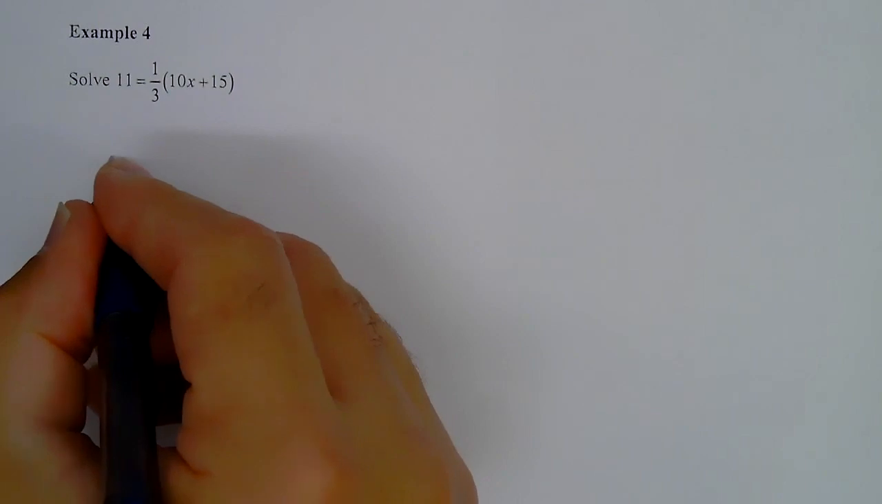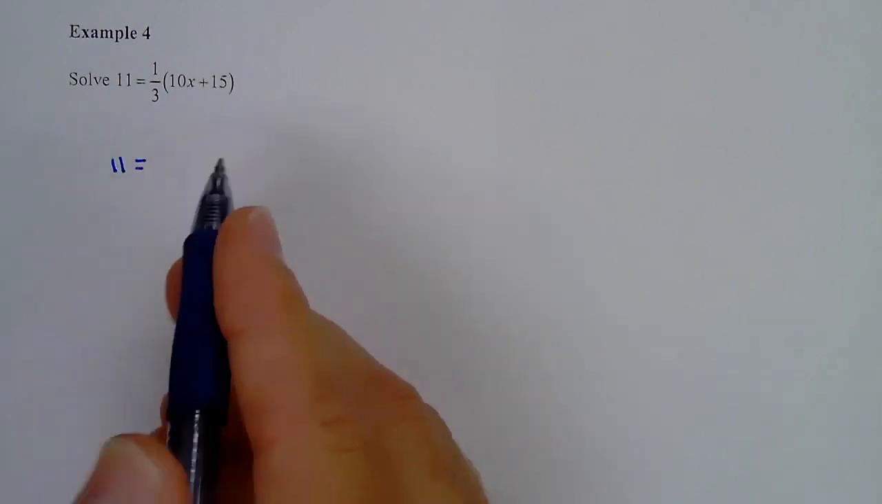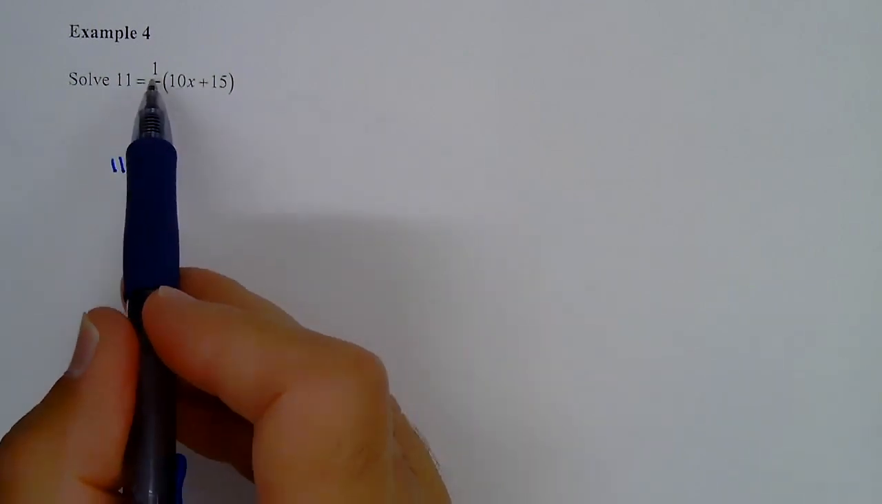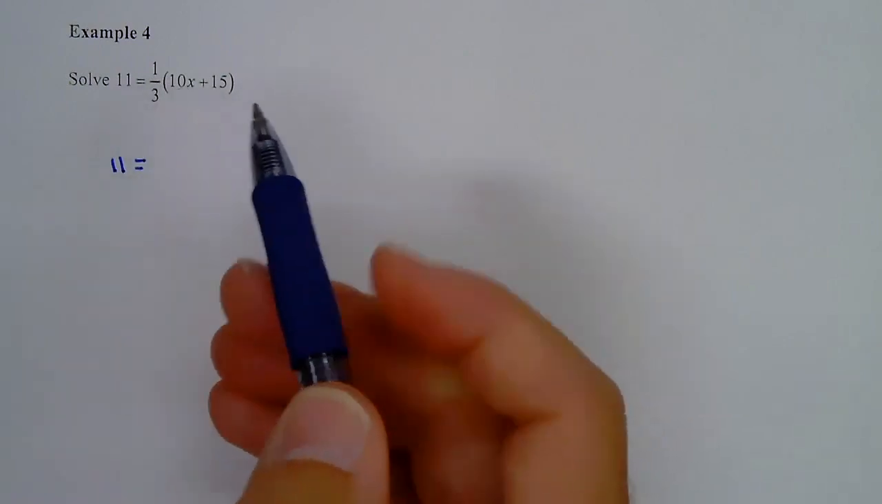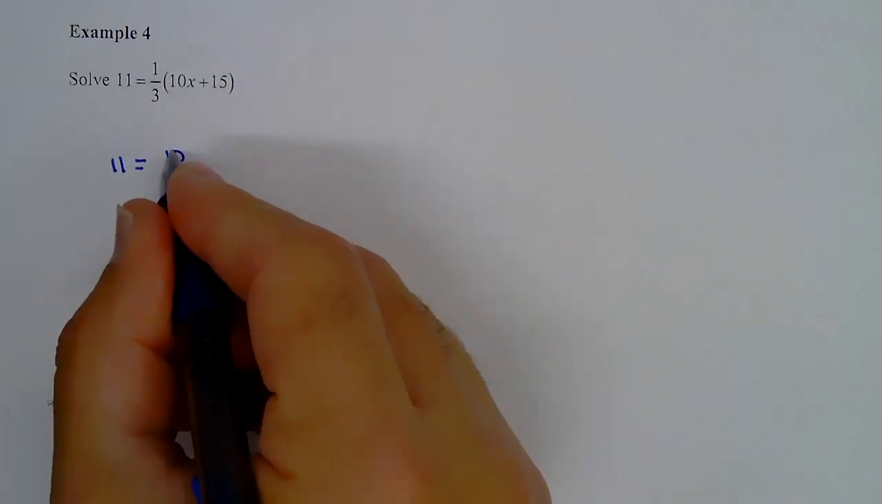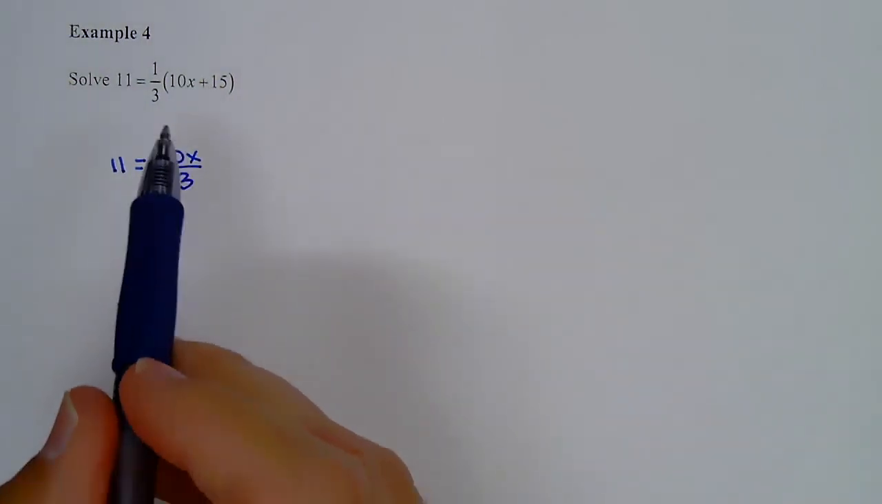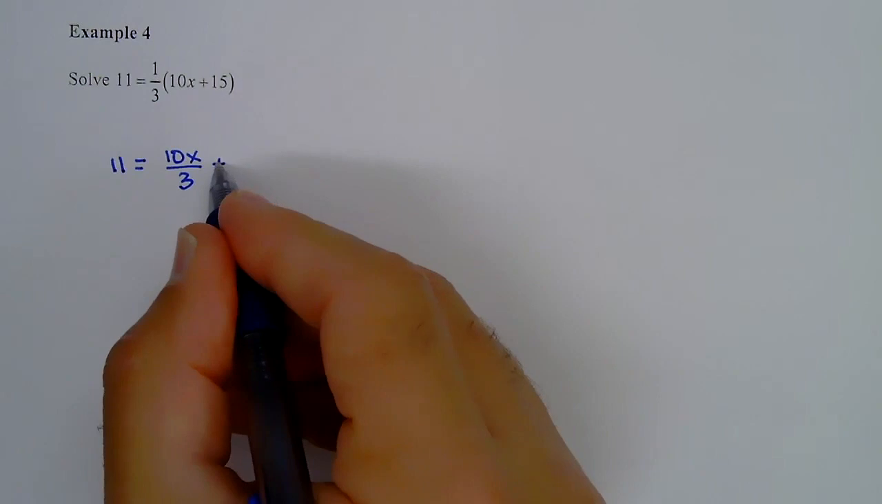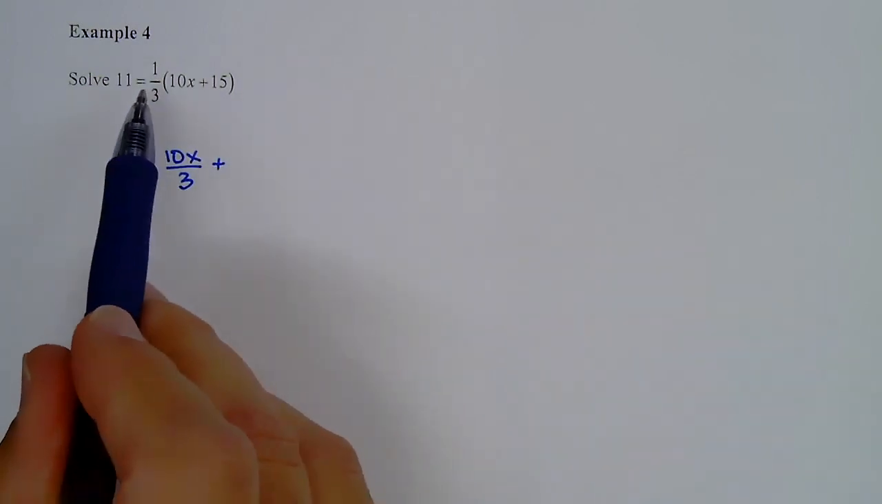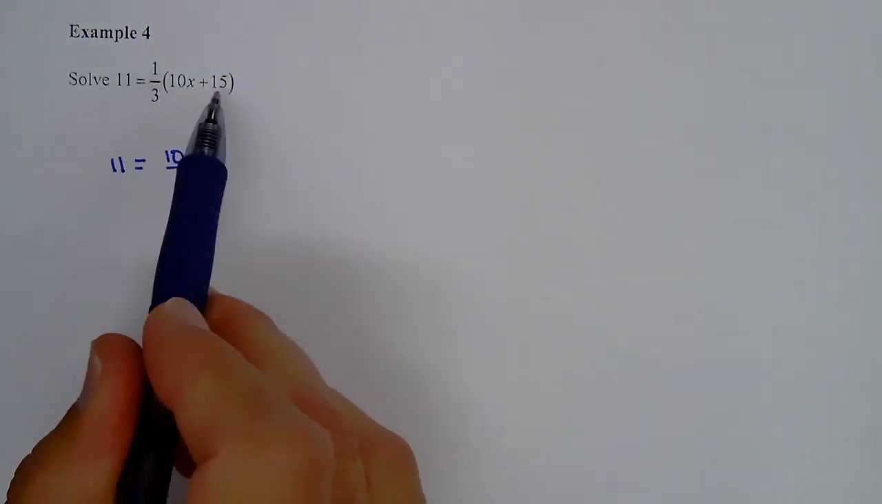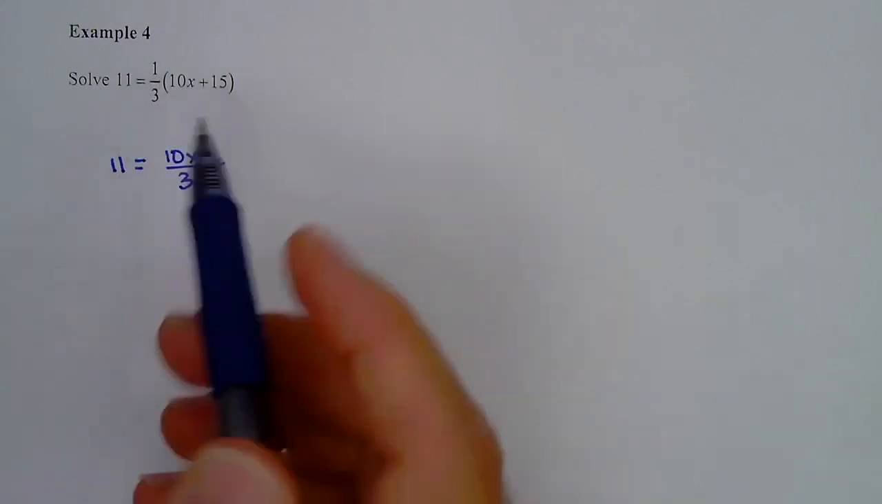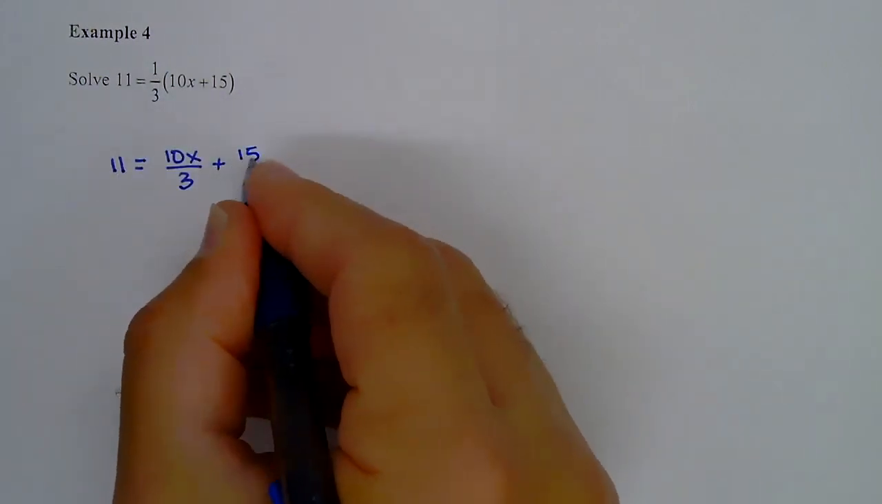So this would be 11 is equal to 1/3 times 10x. Well, that'd just be 1 times 10x, which is 10x over 3. And then plus, this one would be 1/3 times 15, so that'd be 1 times 15, which is 15 over 3.